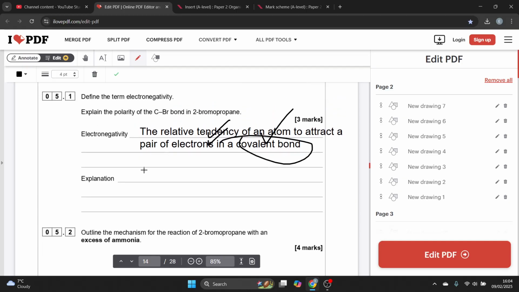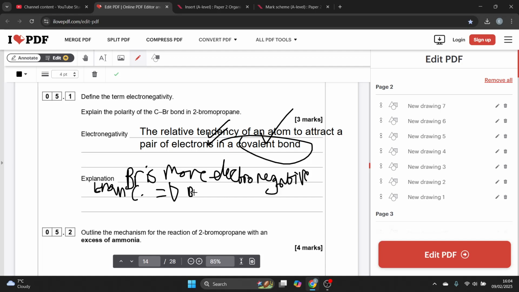And then it says explain the polarity of this. Well, the idea that Br is more electronegative than carbon, that's very simple to state. And what does that mean? Therefore Br is partially negative, carbon partially positive. So, definition of electronegativity: relative tendency of an atom to attract a pair of electrons in a covalent bond. Br is more electronegative than carbon, therefore Br is delta negative and carbon is delta positive.